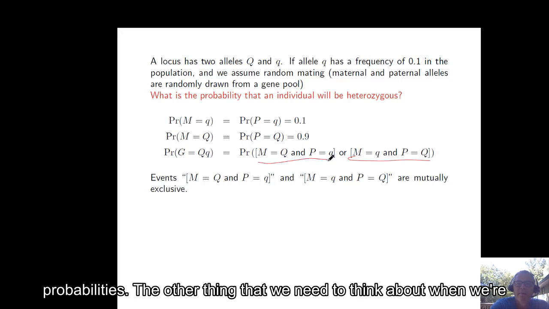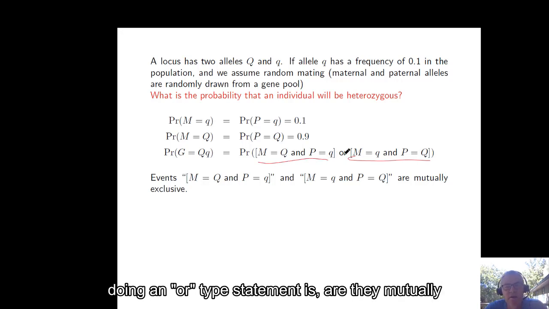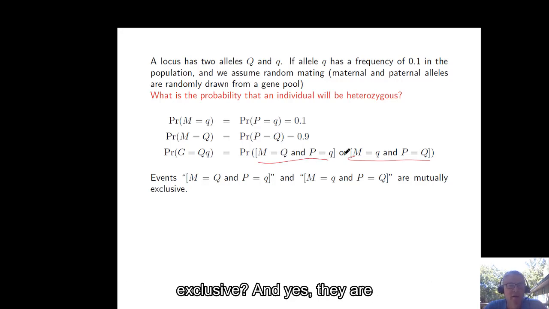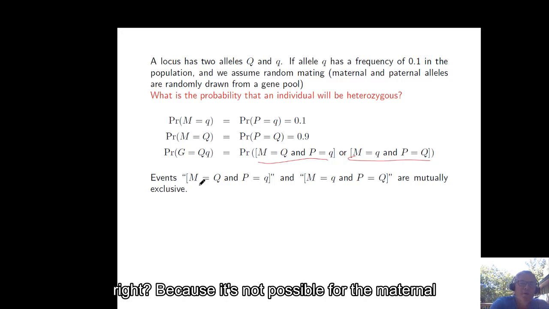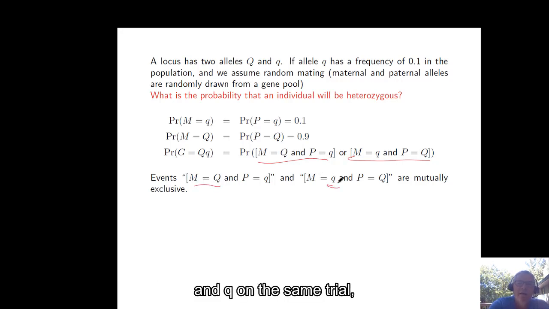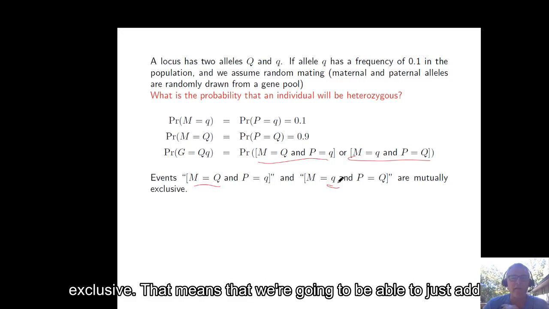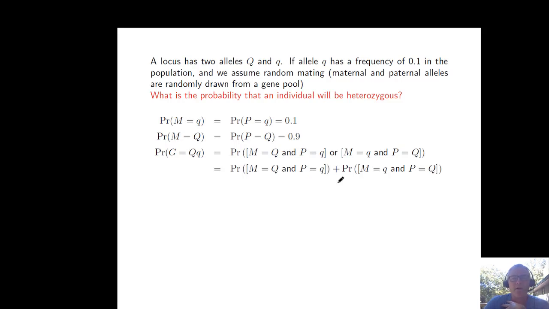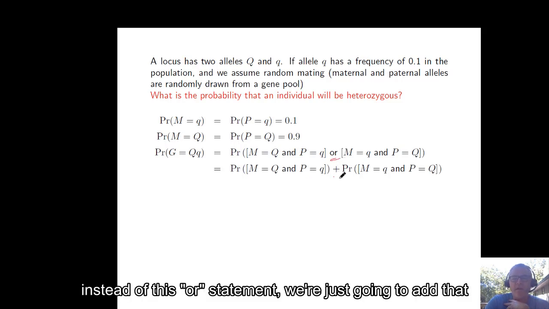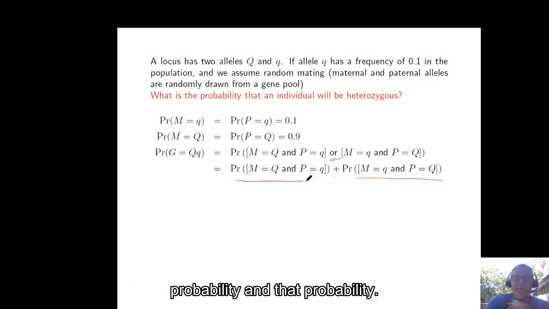The other thing that we need to think about when we're doing an OR type statement is, are they mutually exclusive? And yes, they are, right? Because it's not possible for the maternal contribution to be big Q and little q on the same trial, right? And so that's the definition of mutually exclusive. That means that we're going to be able to just add these two probabilities together. So instead of this OR statement, we're just going to add that probability and that probability.